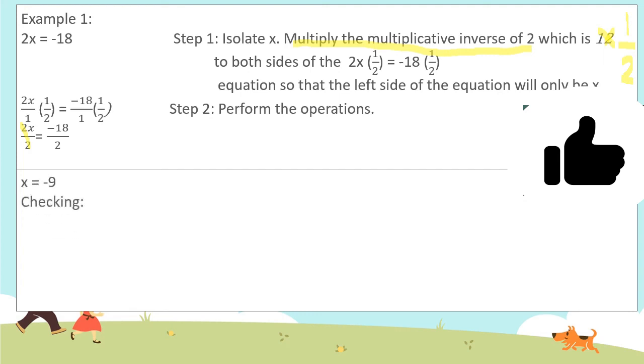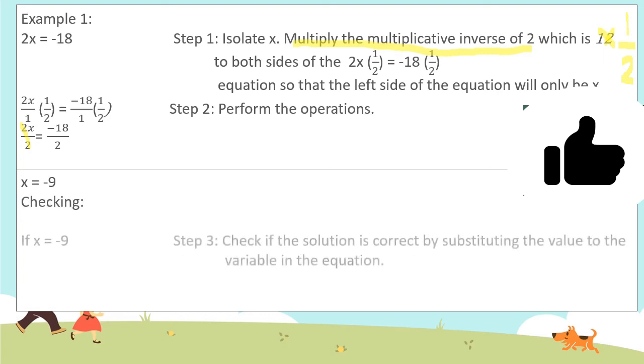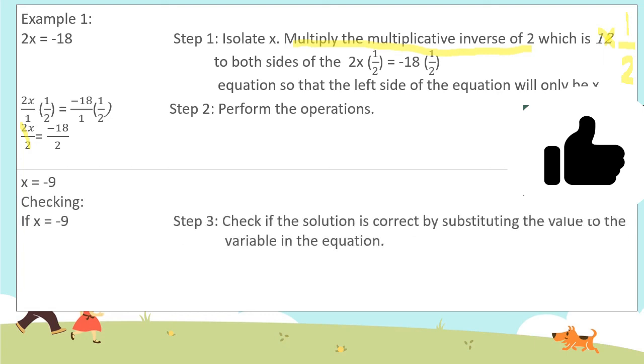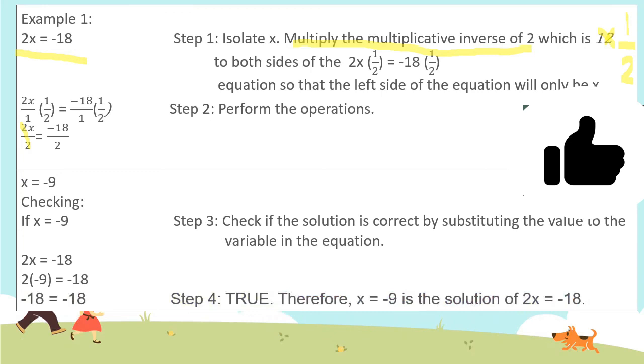Let's do the checking, to see if the result of x is really negative 9. If x is equal to negative 9, then substitute the value of x into the given problem, 2x is equal to negative 18. The value of x is negative 9. 2 times negative 9 is negative 18, equal to negative 18. And that is true. Therefore, x is equal to negative 9, and that is the solution of 2x is equal to negative 18.